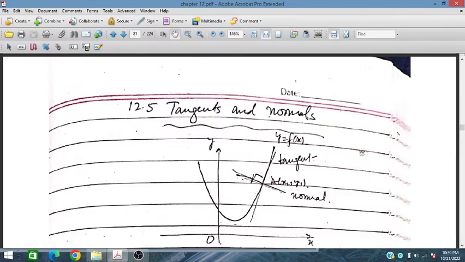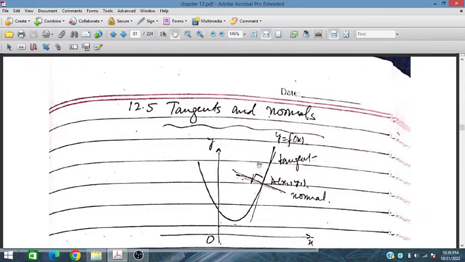Bismillahirrahmanirrahim. In this session, we will discuss the tangents and normals on the curve. Suppose we have this curve, and here we have a tangent on this curve, where this line is touching one point of this curve. On this tangent there is a perpendicular line, which is called a normal.